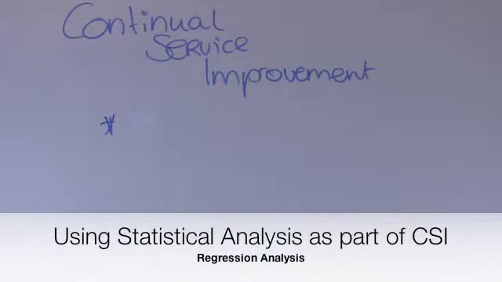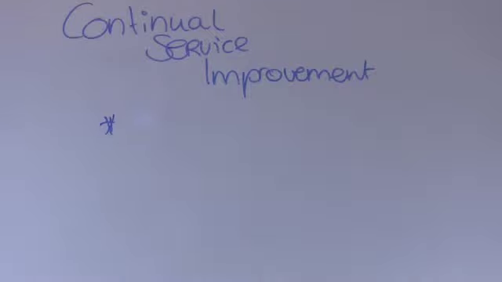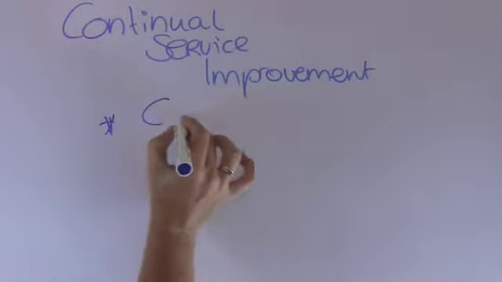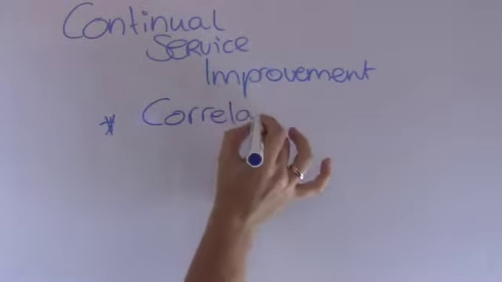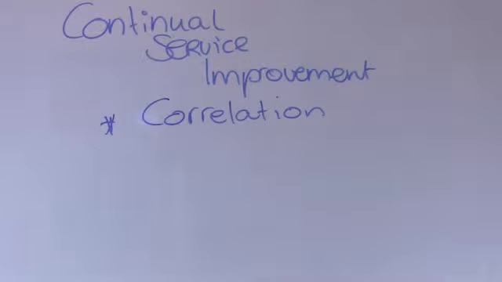One of the techniques often used as part of continual service improvement and other quality management projects is called root cause analysis, regression analysis. So this is a technique, regression analysis, which talks about the relationship between values of different measurements. So it's all about correlation. Regression analysis talks about correlation, and correlation doesn't necessarily have to be a positive correlation. It can also be a negative correlation.